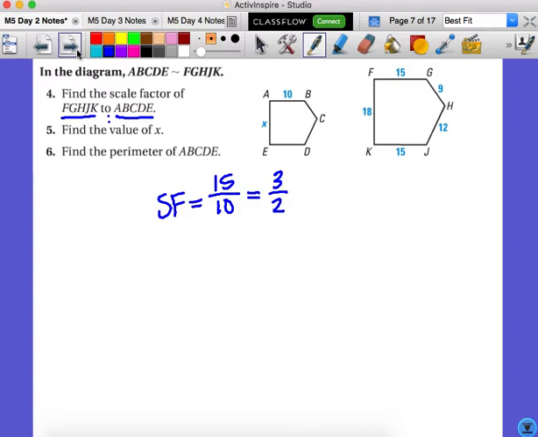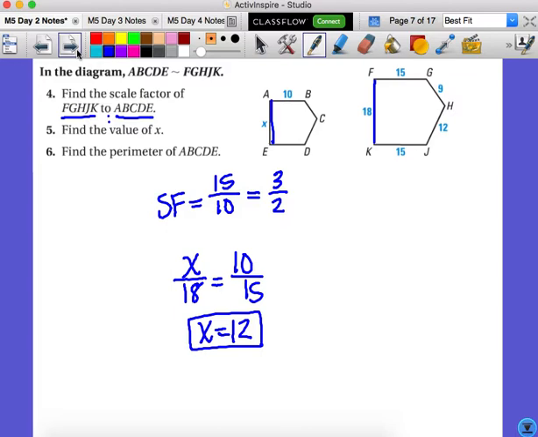Then I'm going to solve for x by saying x over 18, so I went left over right equals left over right, and I'm going to cross multiply here. I'm going to end up with 180 equals 15x, so x would be 12.